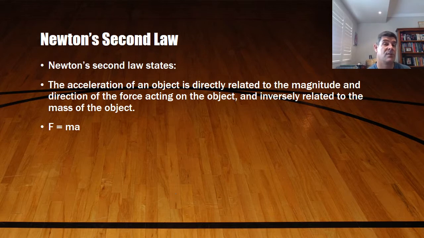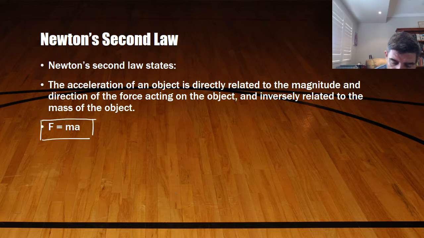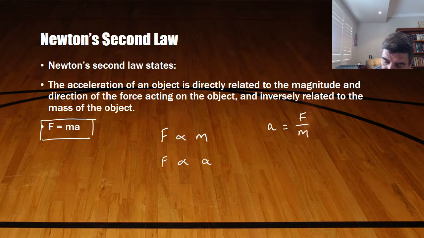Newton's second law states the acceleration of an object is directly related to the magnitude and direction of the force acting on the object and inversely related to the mass of the object. Newton's second law is most easily remembered by the equation F equals ma. This is because we can see that F is proportional to m, and F is also proportional to a. Or if we look at rearranging this equation, acceleration is equal to force divided by the mass. So I'm just dividing both sides here by m.